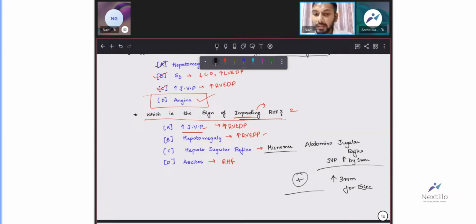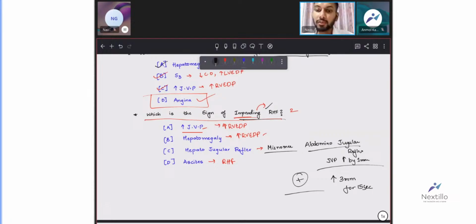If this happens in the patient, that means the patient is about to go into right heart failure. That is the meaning of hepatojugular reflex. It is a sign of impending right heart failure. Please try to remember this. Imagine you see a patient with left heart failure. He is having dyspnea, orthopnea, and paroxysmal nocturnal dyspnea. Now you want to see whether he will go into right heart failure or not. What can you do? You can check for the abdominojugular reflex.